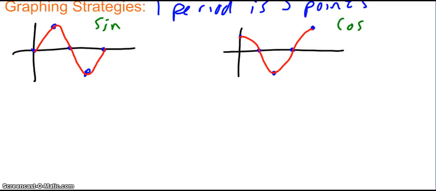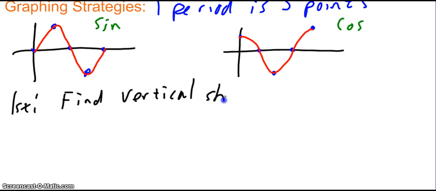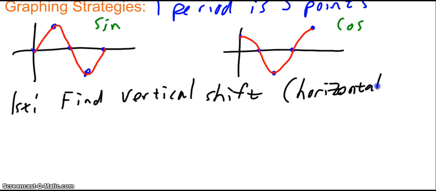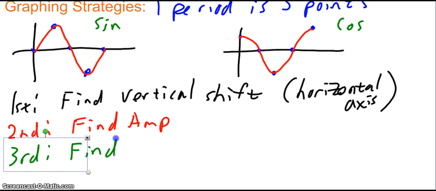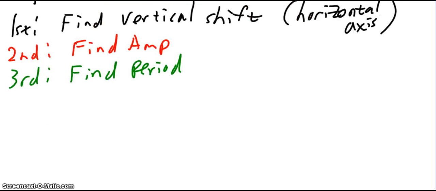So our strategies are, first, find vertical shift. This is going to be your new horizontal axis. So if there is no vertical shift, then the x-axis is your horizontal axis. Then you are going to find the amplitude, then the period, then the intervals, and I'll talk about that in a sec.